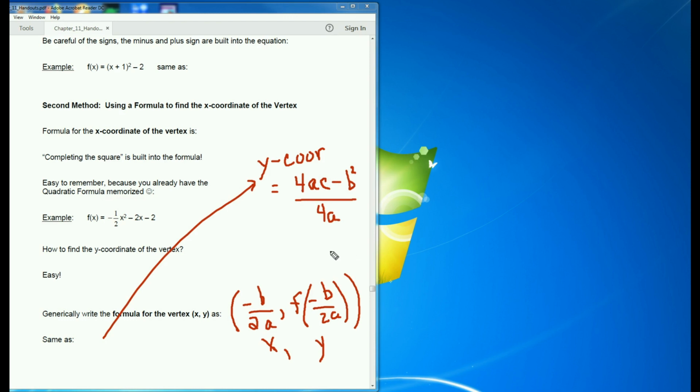So I personally have never bothered to memorize that formula, because there's no need, because it's so easy to remember the formula for x. And then all you have to do is take that number, again, plug it back into the function, which in my opinion is much easier than trying to memorize this. Okay? I'm going to go on to the next page.